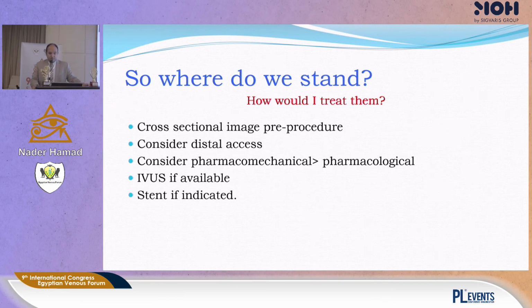How would we treat them? Cross-sectional imaging pre-procedure is mandatory. Consider the distal axis. Consider pharmacomechanical more than pharmacological to decrease the complications of the thrombolytic agent. And IVUS, if available, is highly recommended, and stent if indicated.